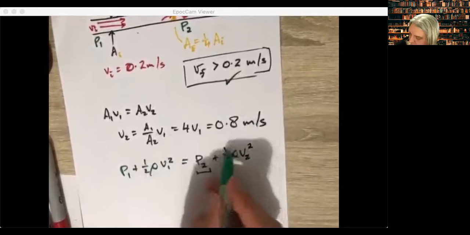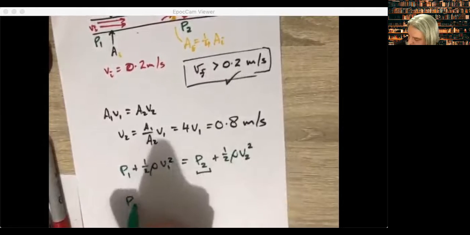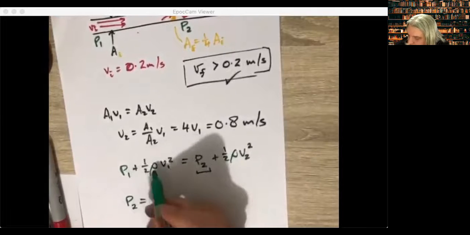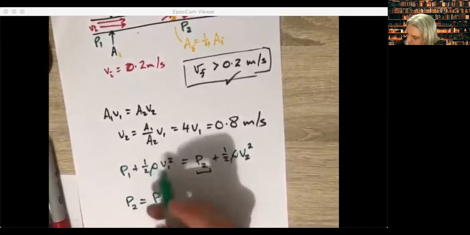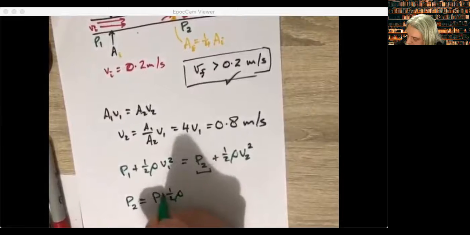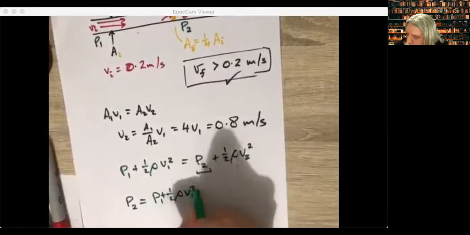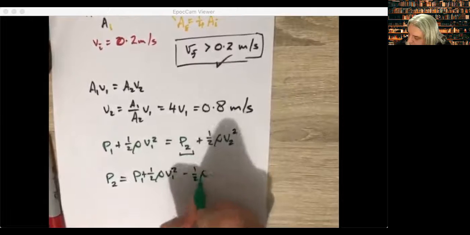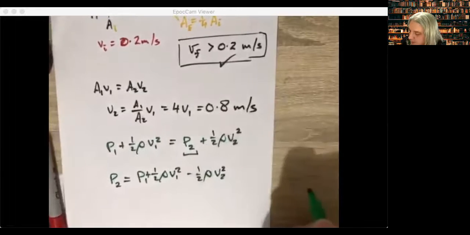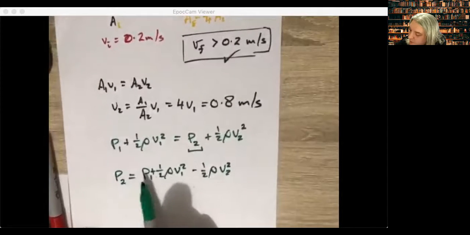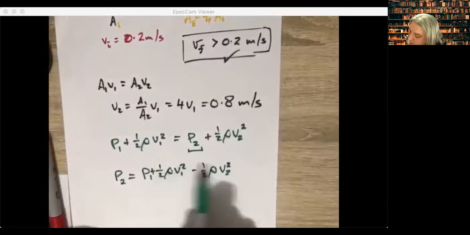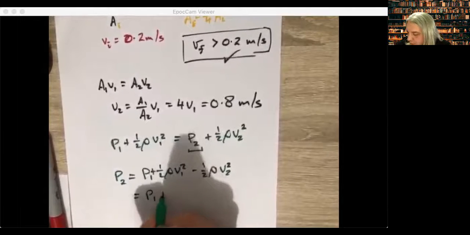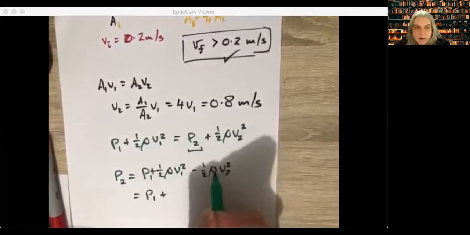So if we just move this term over the other side, and then I'll write it around the other way, P2 is equal to P1 plus a half rho V1 squared, and then minus, because we moved it over, minus a half rho V2 squared. So we've got pressure is equal to this thing, and we know everything here now apart from P1. So we're going to get P1 plus some number.